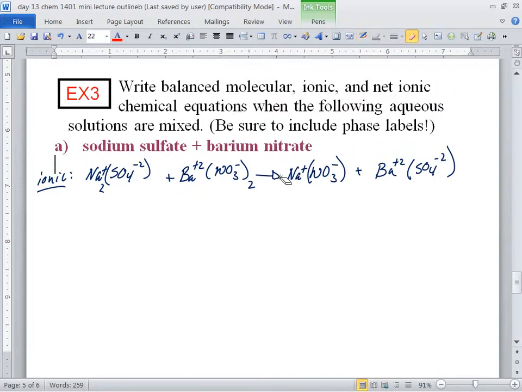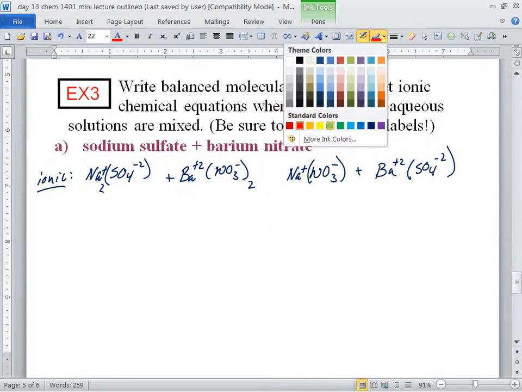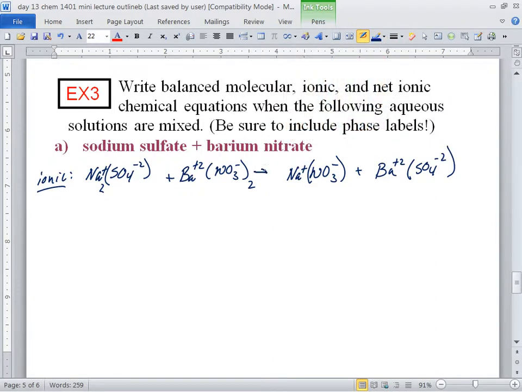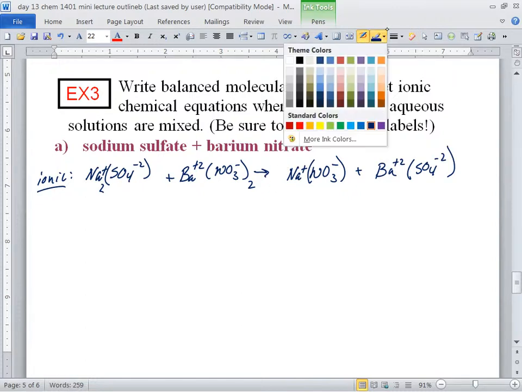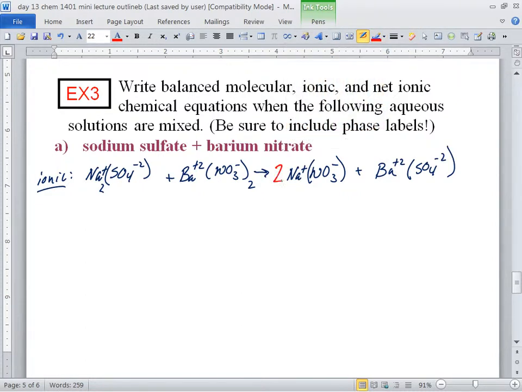Oh, this is a good one, because you have to balance it, right? So before you move on, hopefully you identified that you have to put a 2 in front of the sodium nitrate, because there's 2 sodiums and 2 nitrates on this side.